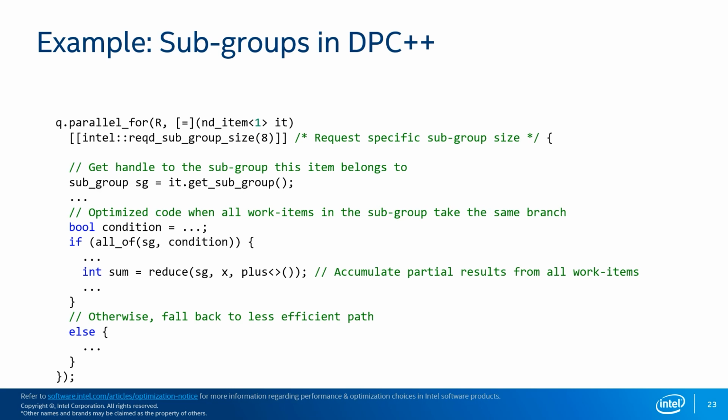Next, the attribute required subgroup size, applied here to the kernel lambda, can be used to request a specific subgroup size. This can be done for different reasons, such as matching the hardware's native SIMD width, or tuning to relieve register pressure. Finally, subgroup functions like all of and reduce enable communication across work items in a subgroup, mapping to efficient instruction sequences.